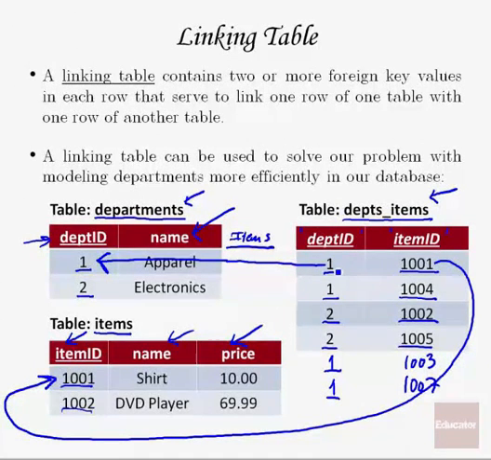So this row right here is going to uniquely link one row in our department table to one row in our item table, one row in our department table to one row in the items table, and so forth.